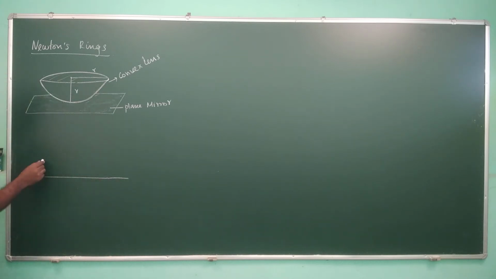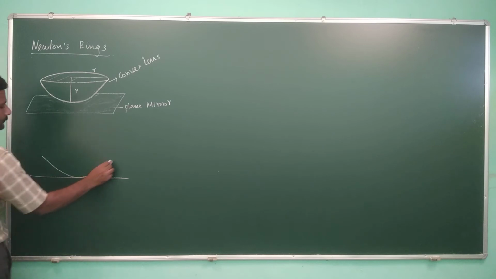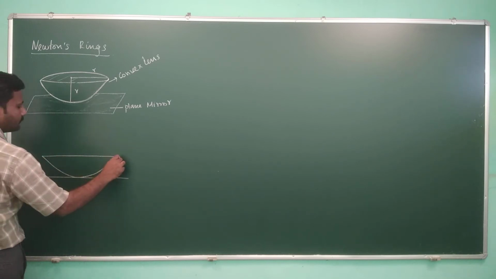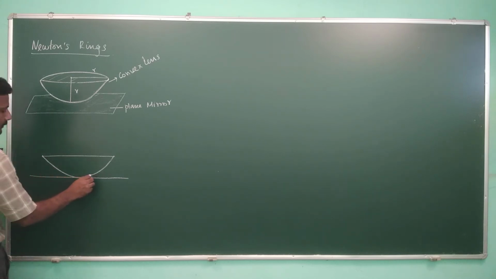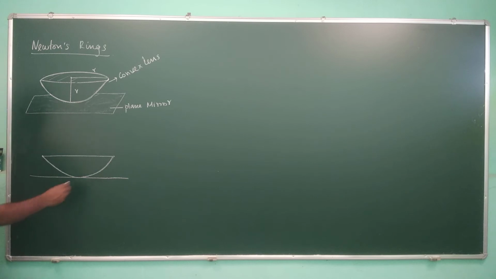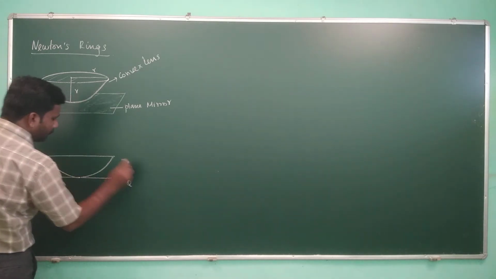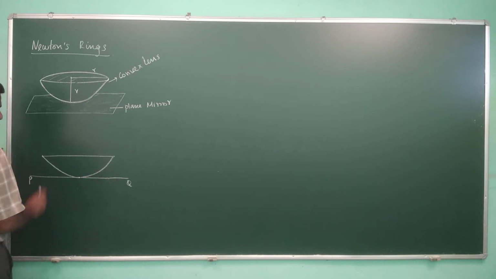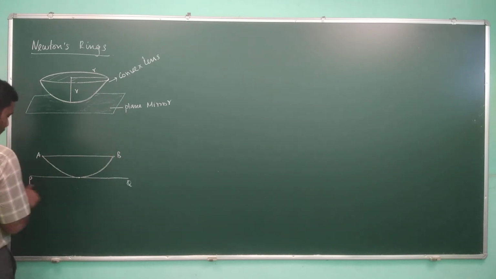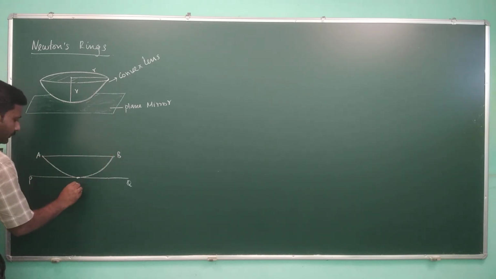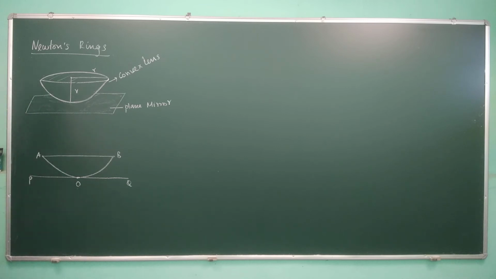So this is the plane mirror and this is the convex lens. The surface of the convex part is in touch with the plane mirror, let's say PQ. So this plane mirror PQ and the convex lens, let's say AB, the surface of this AB is in touch with the point O. Let's say this is the origin.